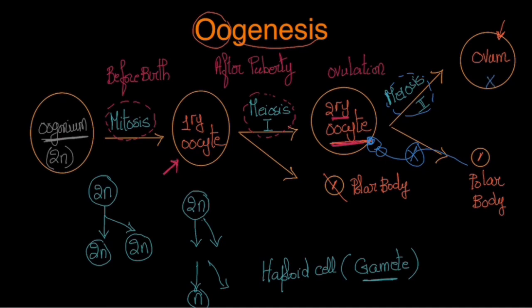So the presence of the sperm binding to the receptor on the secondary oocyte is what's going to trigger the secondary oocyte to complete meiosis 2 and become an ovum.